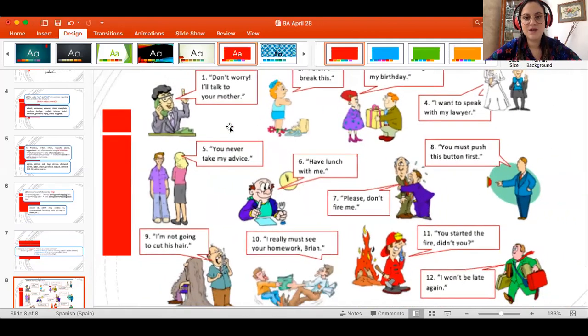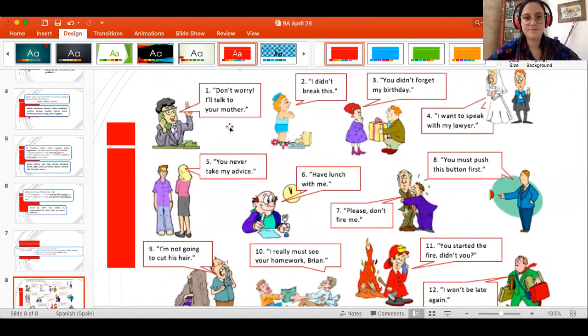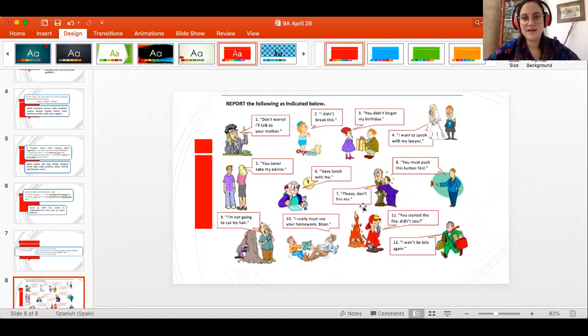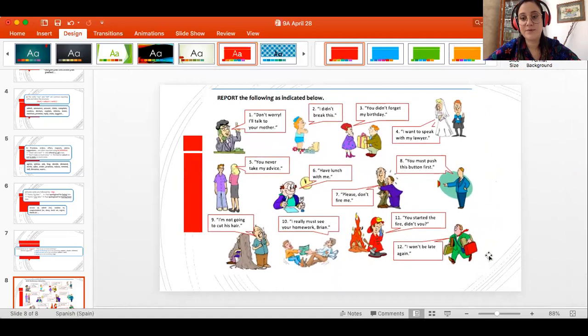Number 1, don't worry, I'll talk to your mother. How can we transform this sentence into a reported speech sentence? Maybe he promised that he would talk to my mother, right? Please don't fire me. He requested his boss not to fire him, or he begged his boss not to fire him. Okay, I will leave you this slide so that you can practice on your own.